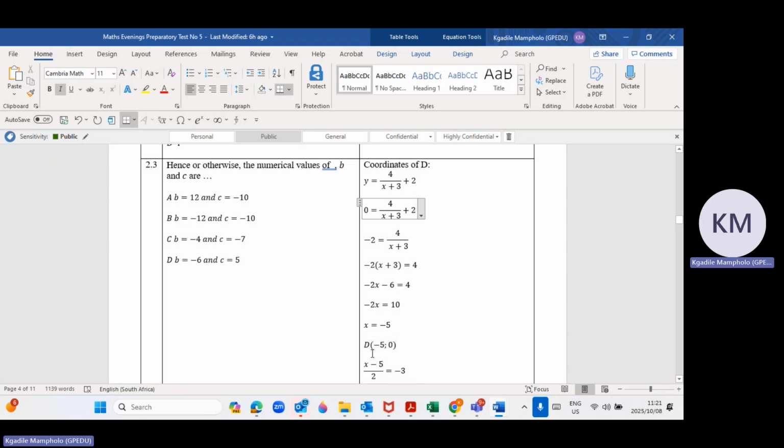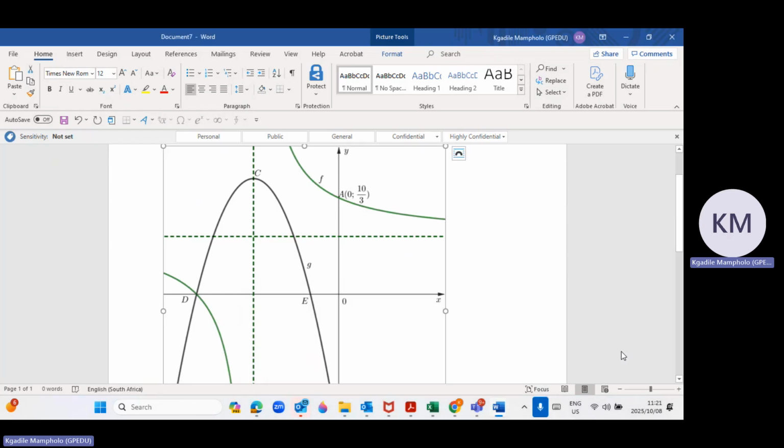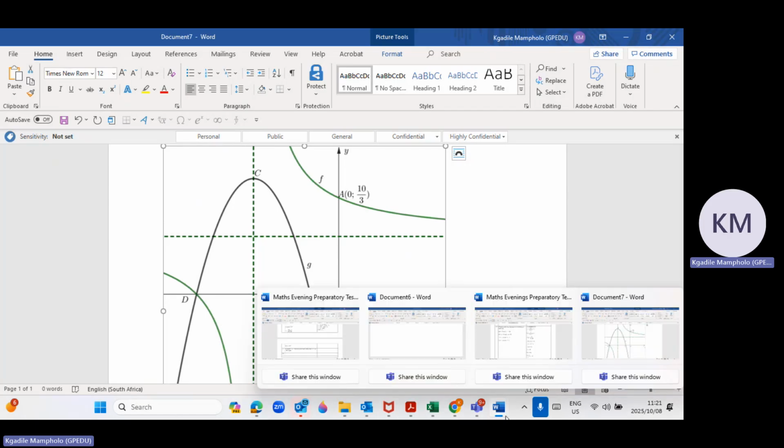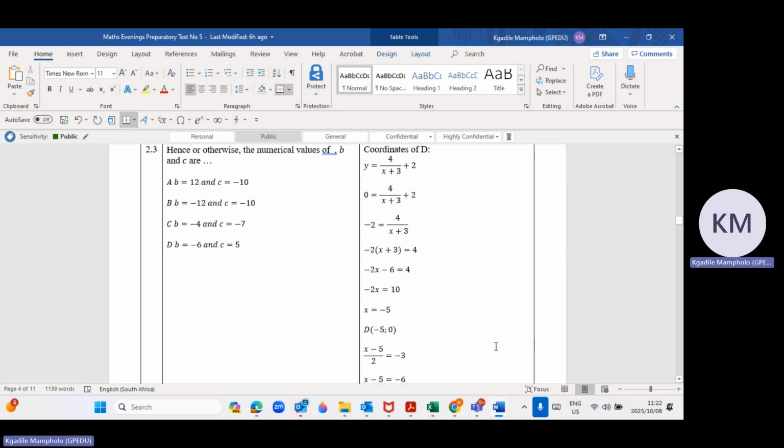So it means the coordinates of D are x is -5 and 0. Now, since we know that D is (-5; 0), and the axis of symmetry is -3, and we know that the axis of symmetry cuts the graph into two equal parts, it means this axis of symmetry is at the midpoint of D and E. Then we go back here. Then we say x is -5.